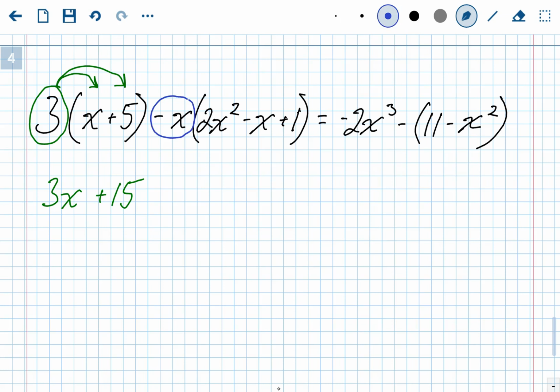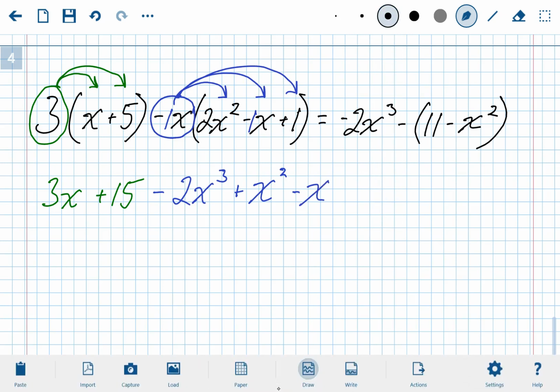The second distribution I need to do is negative x times the trinomial 2x squared minus x plus 1. So negative x times 2x squared. Again, there's no number in front, so it's really 1x to the first power. Negative 1 times 2 is negative 2. And then add 1x to the exponent, x to the third. Negative x times negative x. Again, that's negative 1x times negative 1x. Negative 1 times negative 1 is positive x to the second power. And then the last distribution here is negative 1x times 1. Anything times itself is itself, so negative x times 1 is negative x.